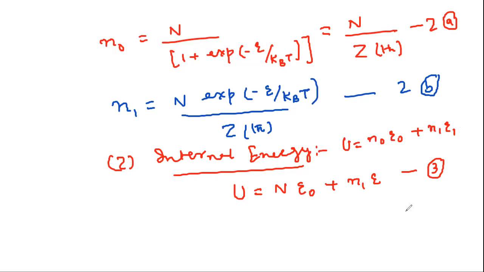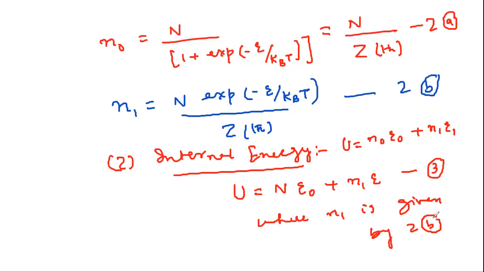This is the internal energy of the system or assembly. And N1 is given by equation 2a, where N1 is given by, not 2a, it is 2b.